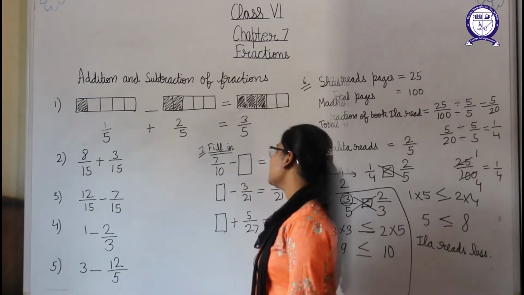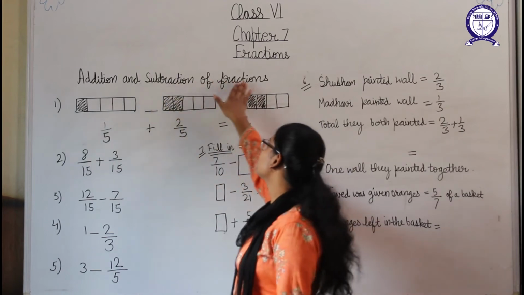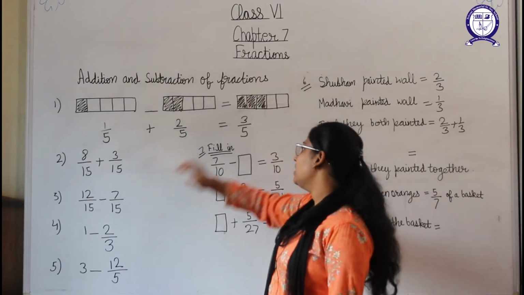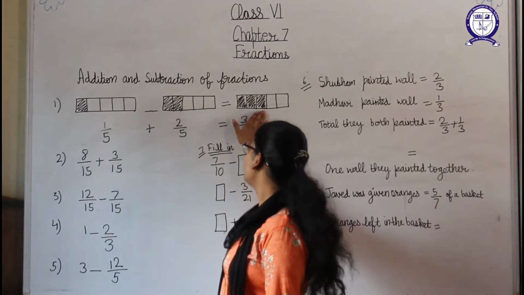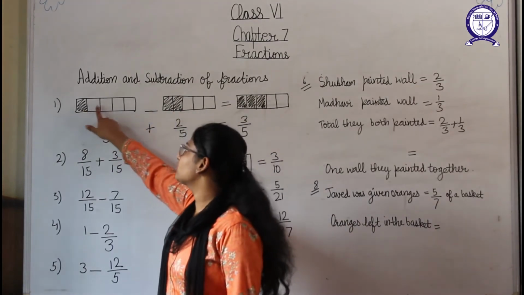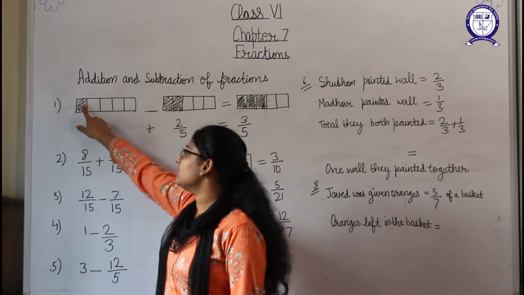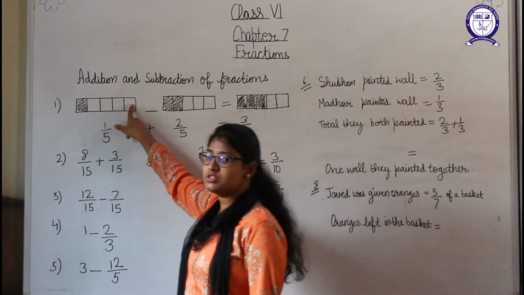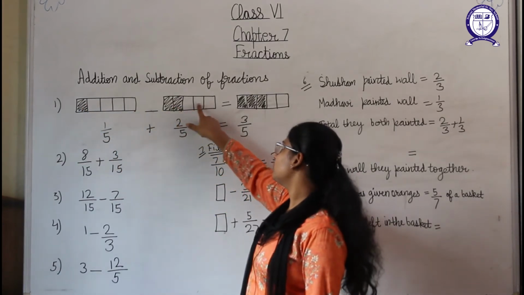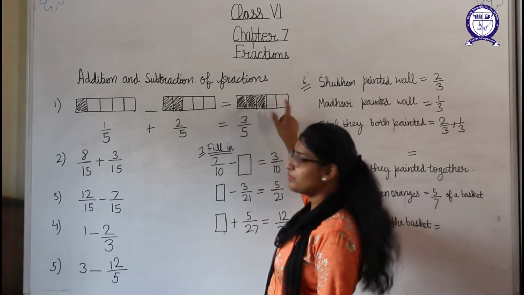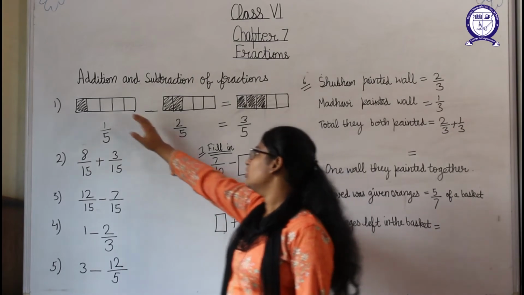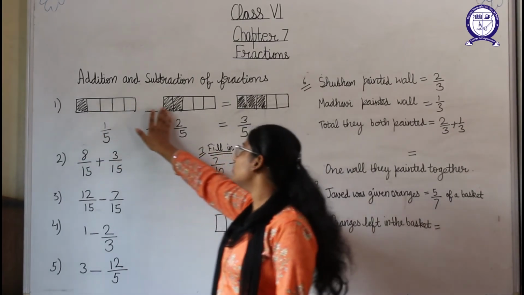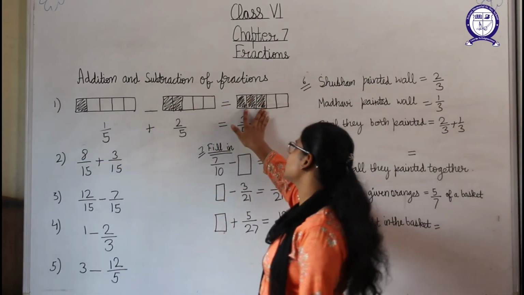Now students, our next topic is addition and subtraction of fractions. Okay, here the first question is, this big box is given to you and there are small boxes in it. If we check, 1, 2, 3, 4, 5 boxes are here. In this also 1, 2, 3, 4, 5, and in this also 1, 2, 3, 4, 5 boxes are given. So what do you have to do? One box is shaded, here 2 boxes are shaded, and here 3 boxes are shaded.